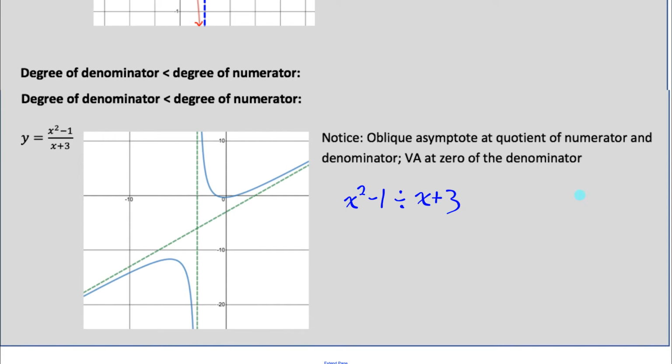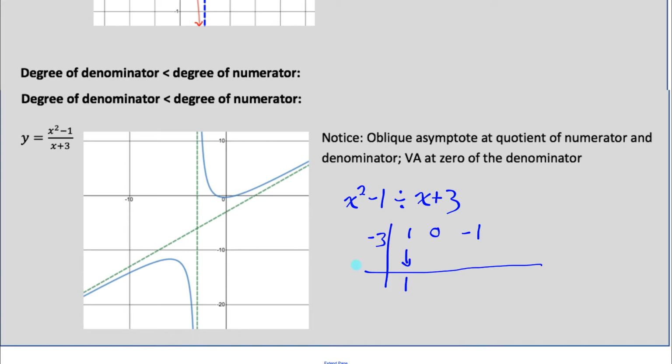If I were to divide those two functions, and maybe we would want to do this either long or synthetic division, doesn't matter. I'll set up a synthetic division table. X plus 3 is the divisor, so I put the negative 3 of that divisor here. X squared minus 1, the coefficients of that are 1, 0, and negative 1. Remember, we need a placeholder 0 because there's no degree 1 term in that dividend. It would be x squared plus 0x minus 1.